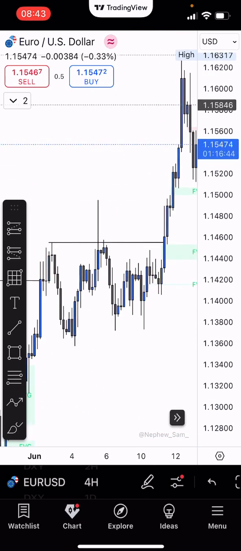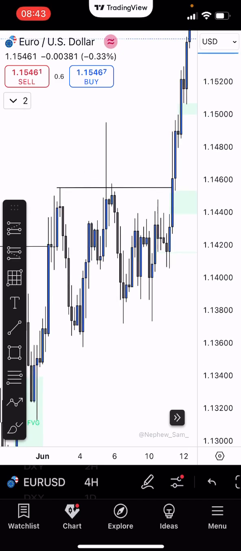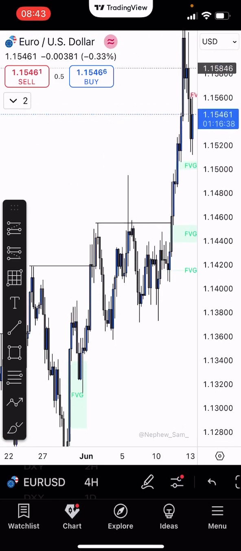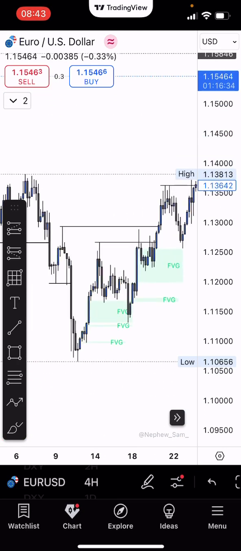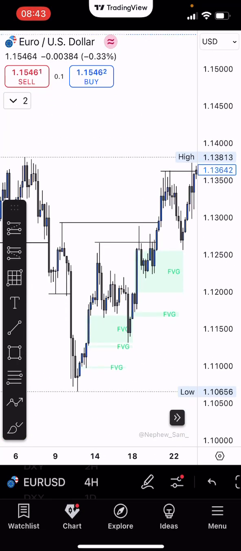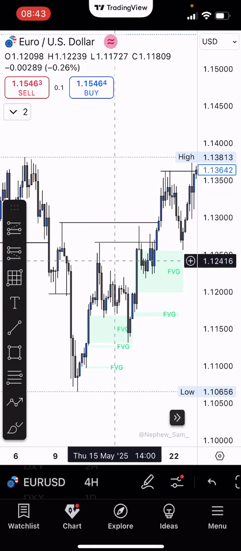So now these are examples. Okay, now look at this structure. Well, let's start from the very beginning of the structure. Now this is the very beginning. We have this high, this is the structure, and then the break of structure with a body.